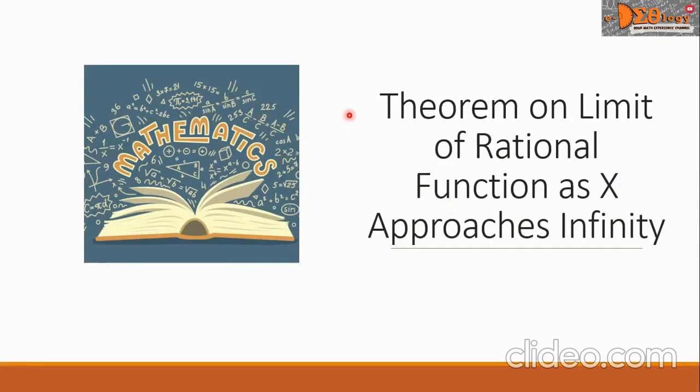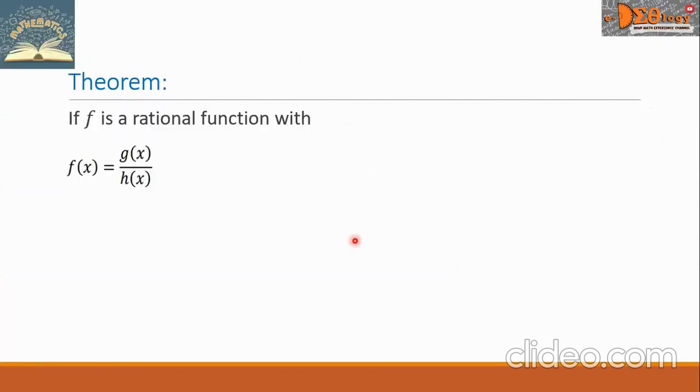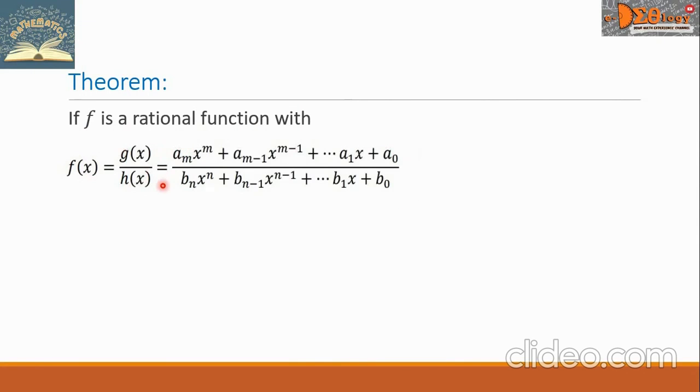Hi everyone. Today we're going to study a theorem on the limit of a rational function as x approaches infinity. If f is a rational function with f of x equals g of x over h of x, the g of x and the h of x are polynomial functions, and they are written in descending form.